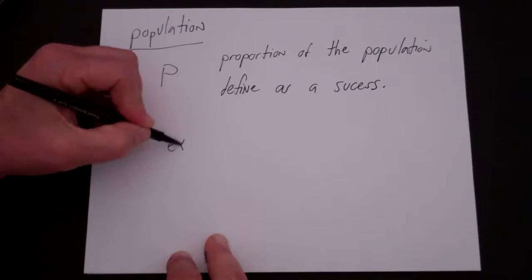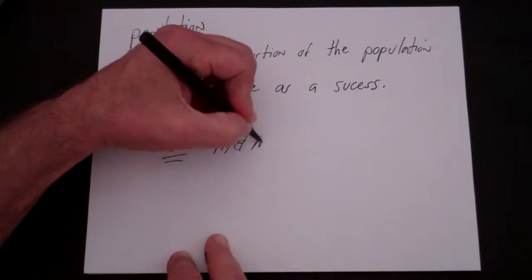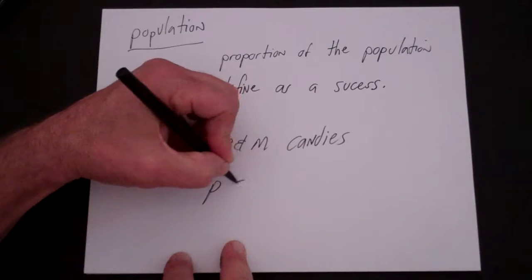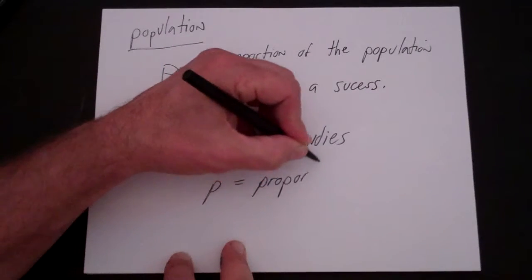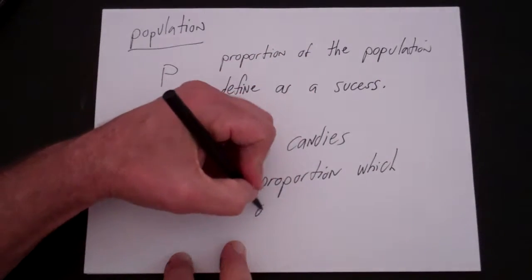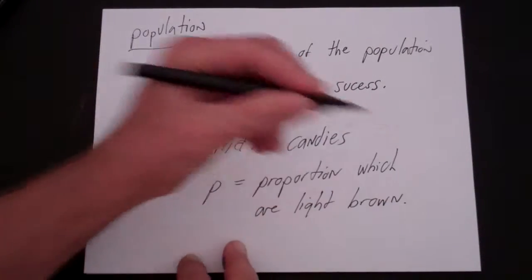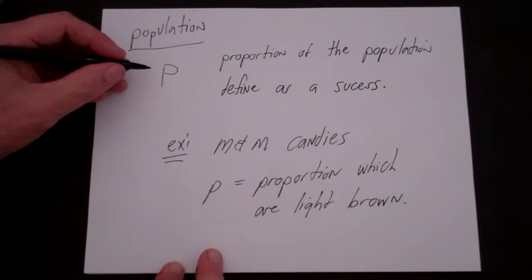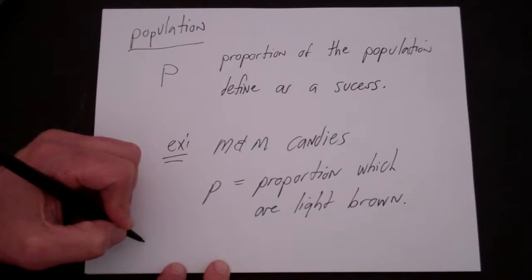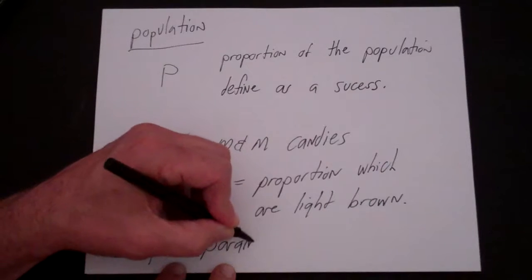An example might be really easy. Let's look at the worldwide population of M&M candies, and let p equal the proportion which are light brown. Now the key thing about p is that, since p is a population parameter, p is a true value. So it's a parameter and it's a true value.